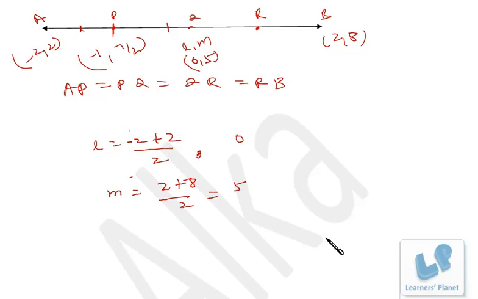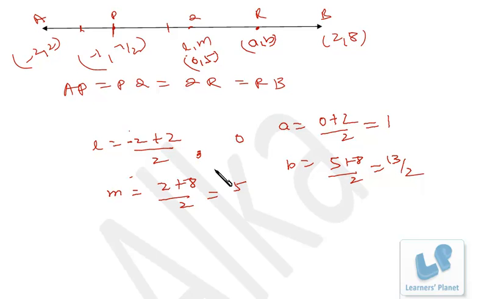And similarly, we can find the coordinates of R. The midpoint of these two, (0, 5) and (2, 8), will be R, right? So the x-coordinate is (0 + 2) by 2, that is 1, and the y-coordinate is (5 + 8) by 2, that is 13 by 2. So we got the coordinates of P, Q, and R, all of them, right? So that's pretty simple but an important problem. So just revise it once again, okay?